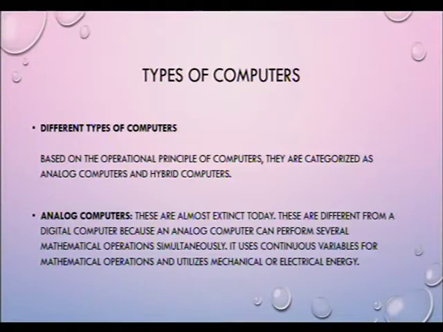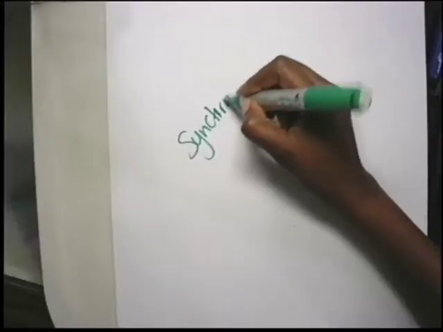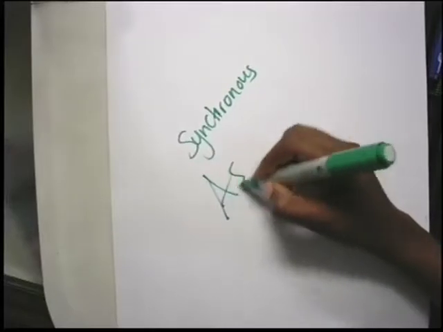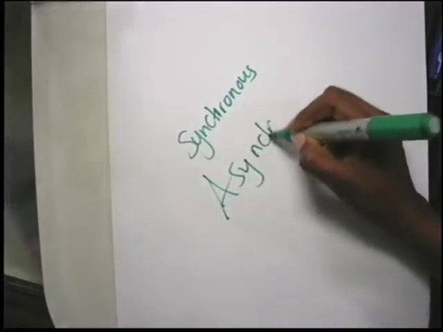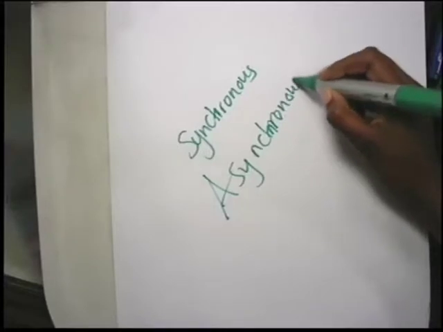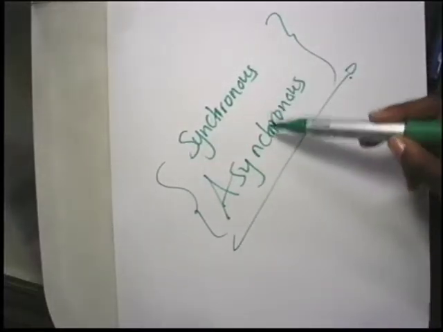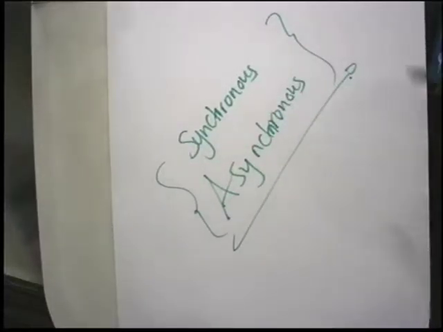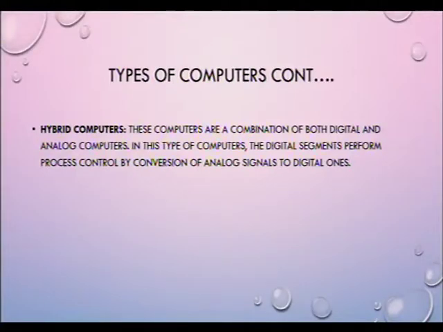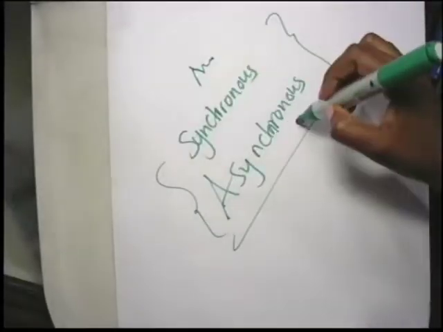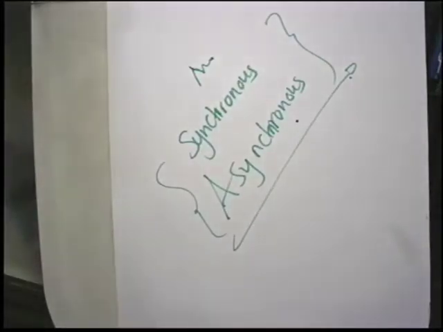I want you to look up these terms: synchronous and asynchronous. Dig deep on these two terms. It's either analog or digital. Those are the types of computers, analog and digital. Now we have to look at the brands of computers.